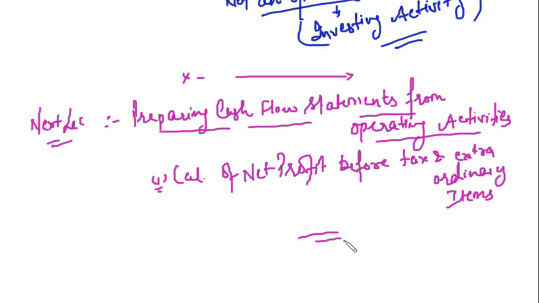The cash flow statement from operating activities, we will divide it into a few parts, right? The first part is calculation of the net profit before taxes and extraordinary items. How to calculate this net profit before tax and extraordinary items, we'll do in the next lecture, right?